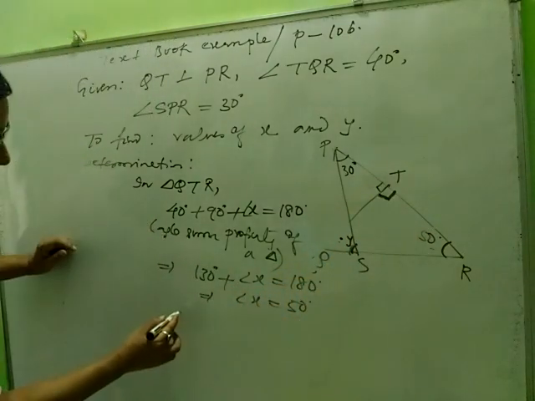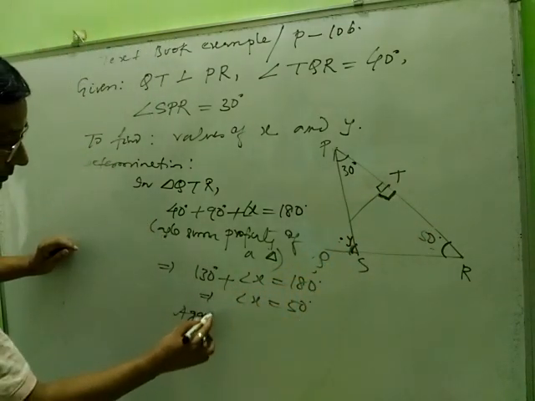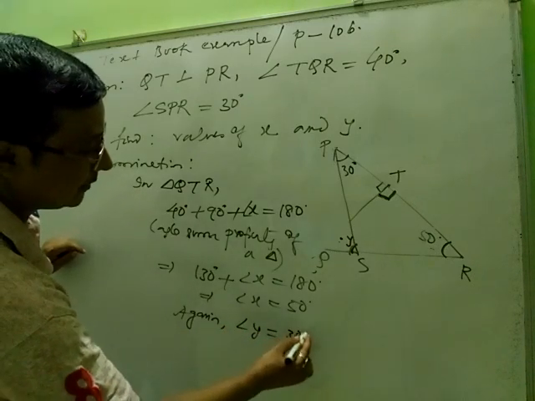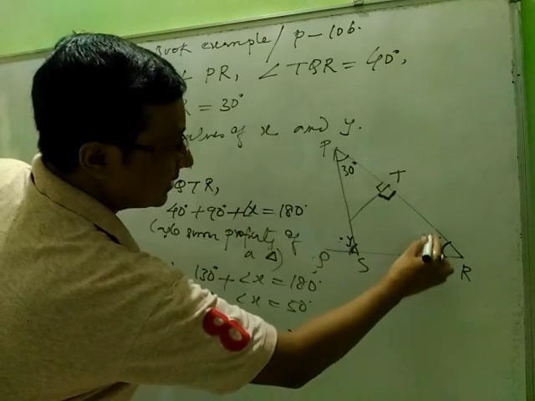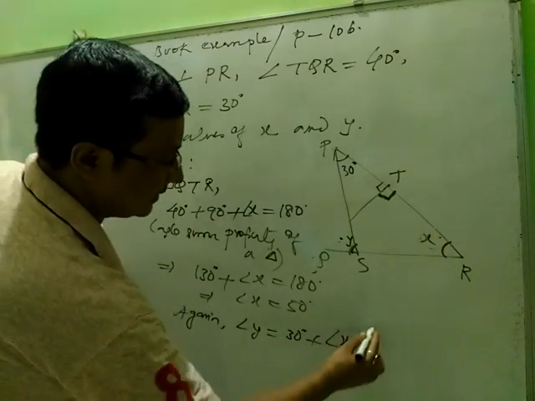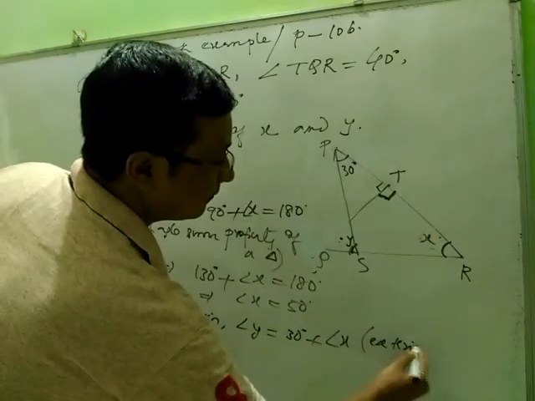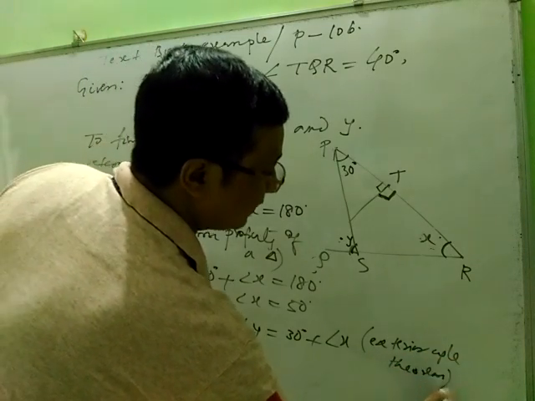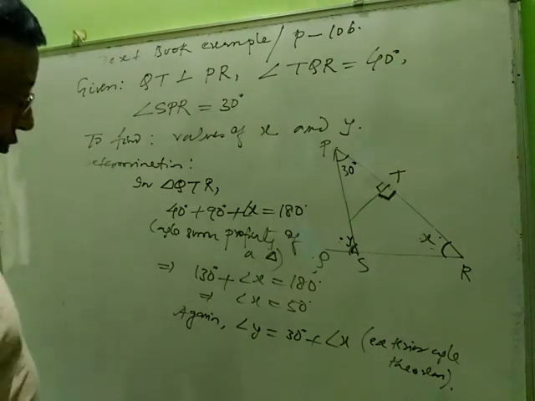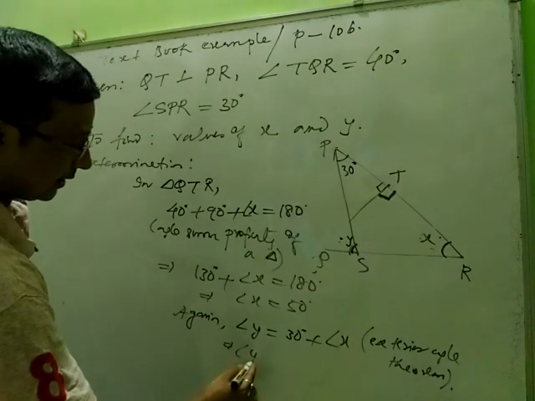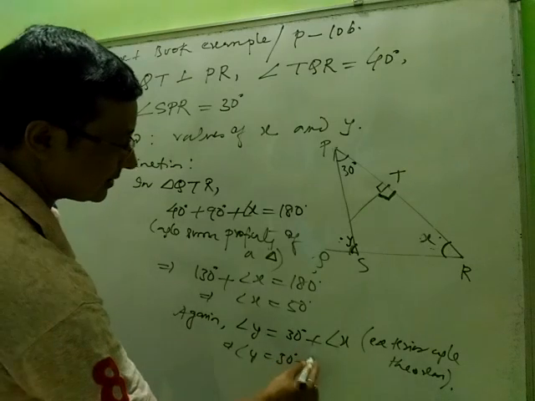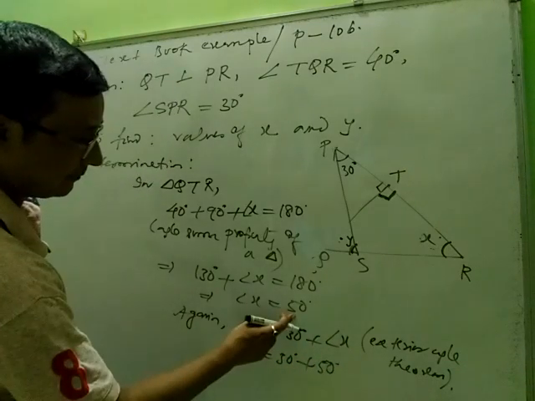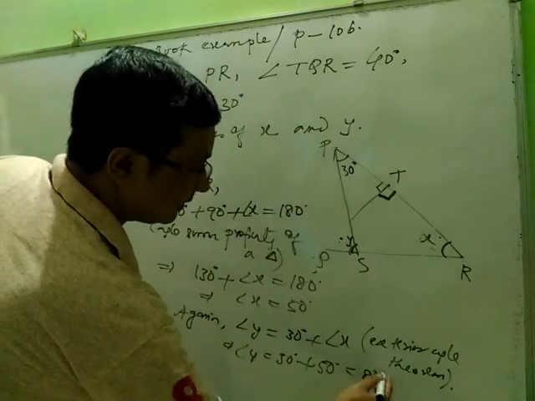So now again, angle Y is equal to 30 plus angle X. It is the exterior angle theorem. You have got this concept in class 7. So this gives angle Y equals 30 plus angle X, which is 50. So you have got 80 degrees.